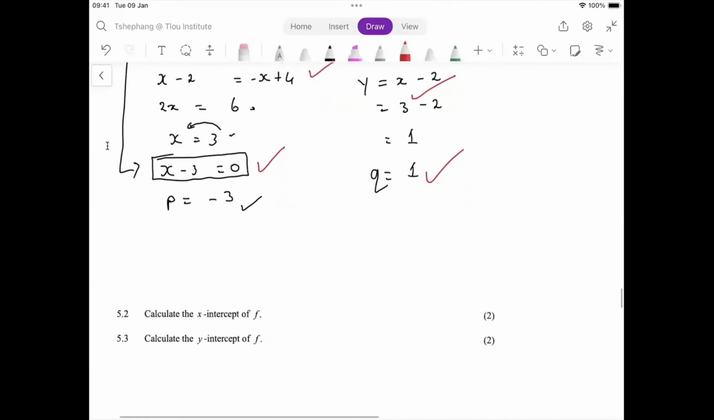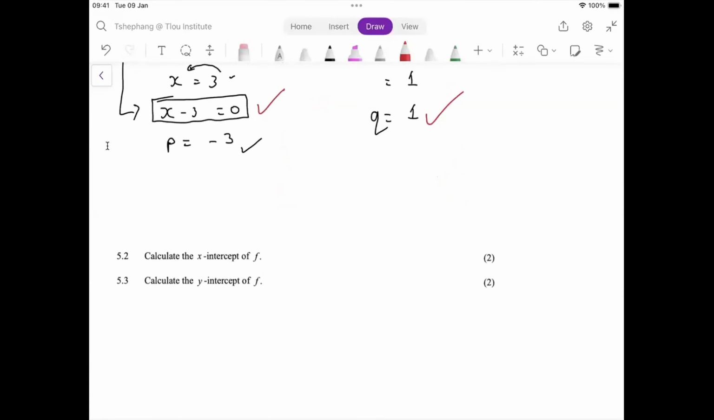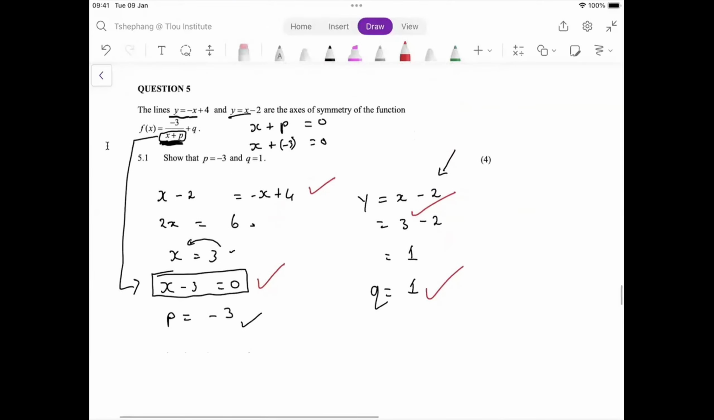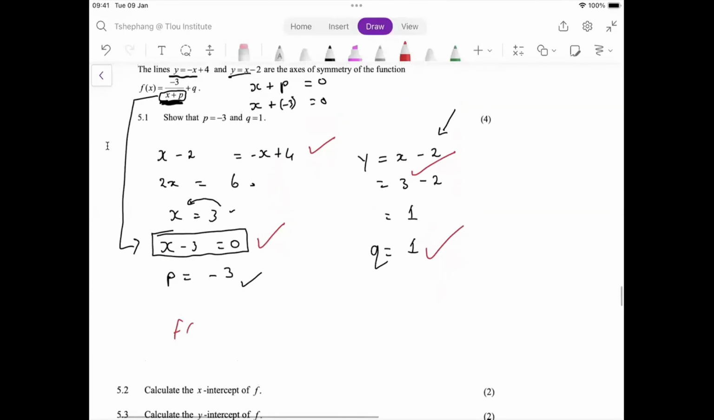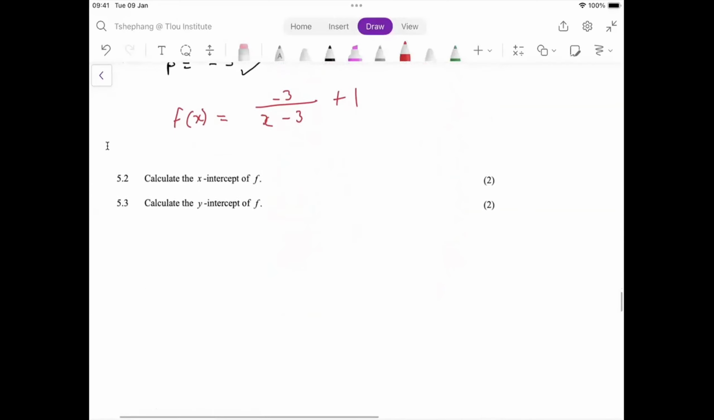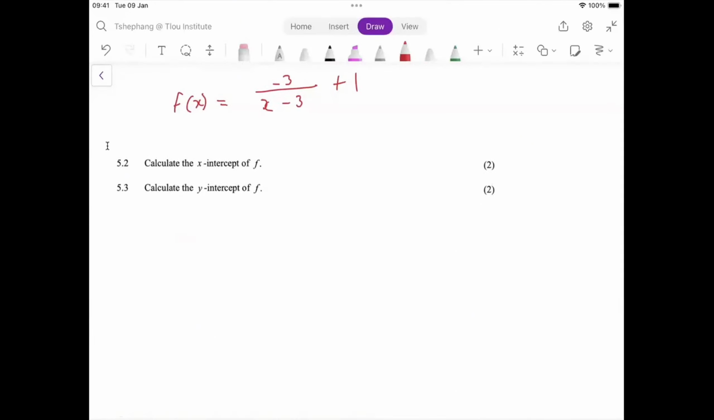Okay, let's quickly move on. Now, calculate the x-intercept of f. What is the equation? Let me just write it here. f of x is equal to negative 3 over x minus 3, and then plus 1. I'm going to give you guys these two easy problems to solve: the x-intercept of f and the y-intercept of f.